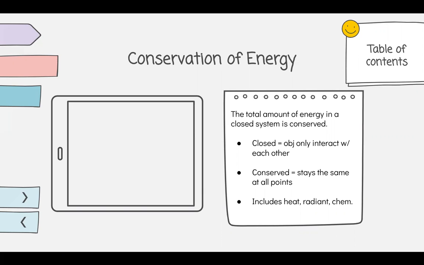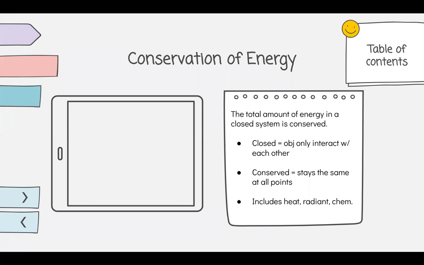And when we talked about energy conservation, we talked about it in terms of the total energy staying the same. So, by definition, energy conservation says the total amount of energy in a closed system is conserved. And I just put little pointers on what that means. Closed means that the objects only interact with each other. So, let's say I have the ball earth system. I would assume if they only interact with each other, that there's no friction and there's no air resistance.